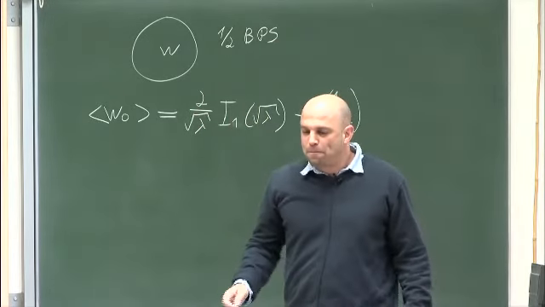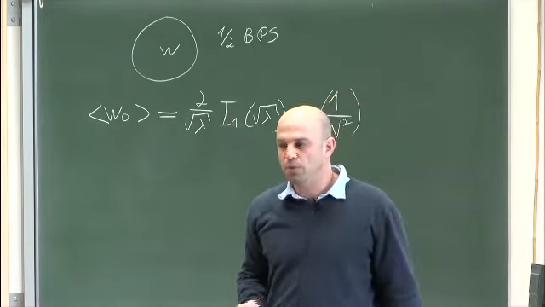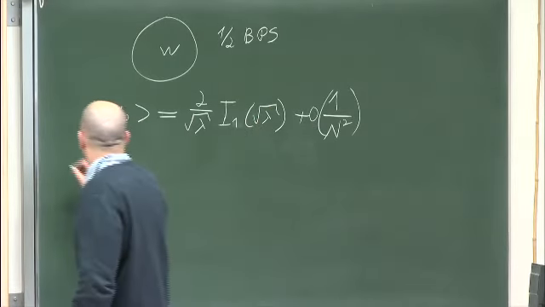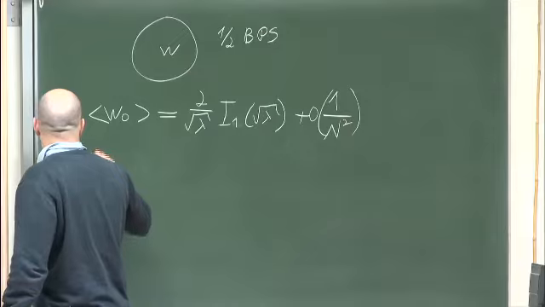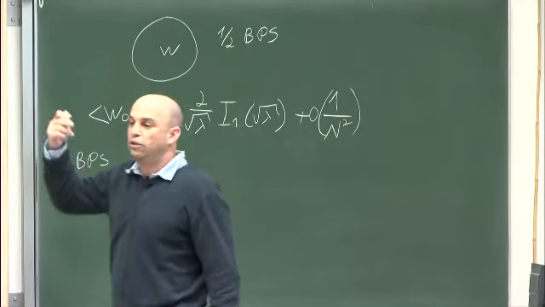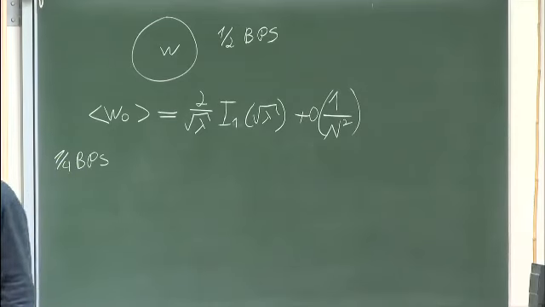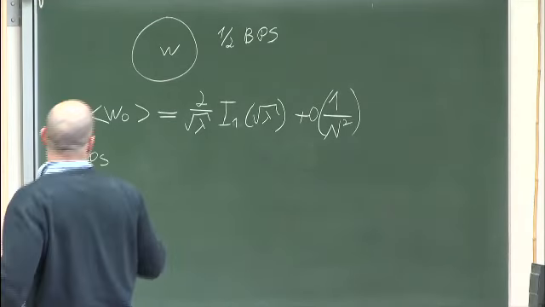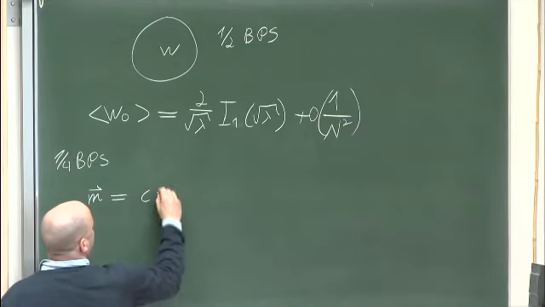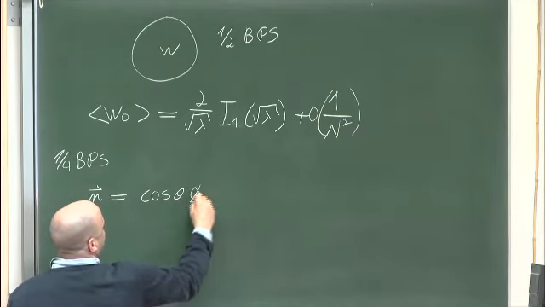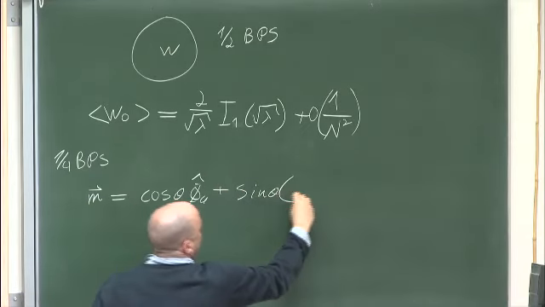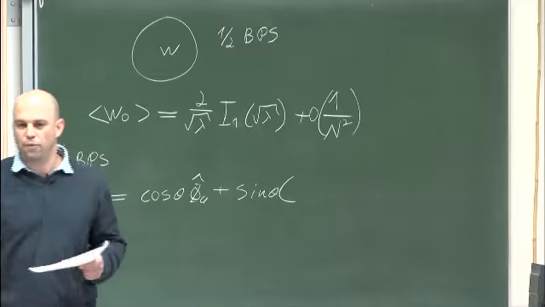Zarembo considered a more general family of Wilson loops, where the circular one is just one point in them. For this family of Wilson loops, which are 1/4 BPS, in general, the direction that we couple to the scalar is not constant along the loop. Instead, the vector m equals cosine of theta times phi 6 plus sine theta, and here we just rotate as we move along the loop.